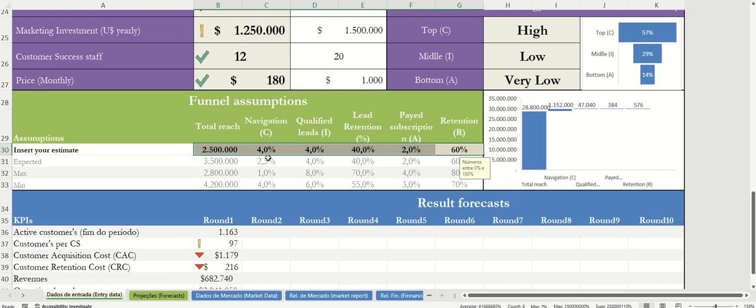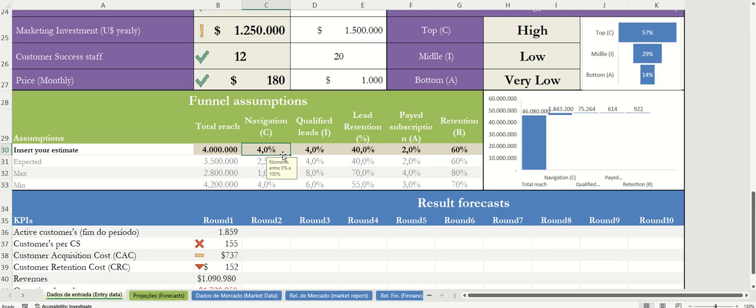So based on my strategy, it's telling me that the total reach of my customers should be between 2.8 and 4.2 million users, with 3.5 million as the average. For instance, I believe that I'm investing a lot of money in marketing, and I believe that my strategy here will be highly effective. So let's say that I'm going to reach 4 million users per month, okay? So I put here the 4 million users, this will be my reach, that I'm assuming this round.